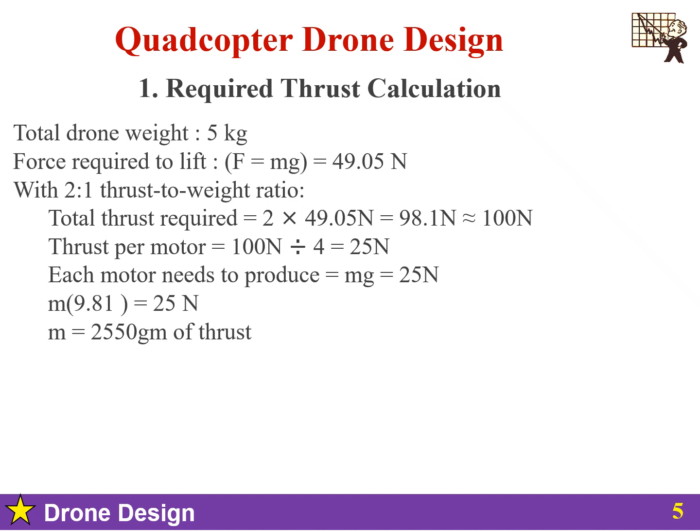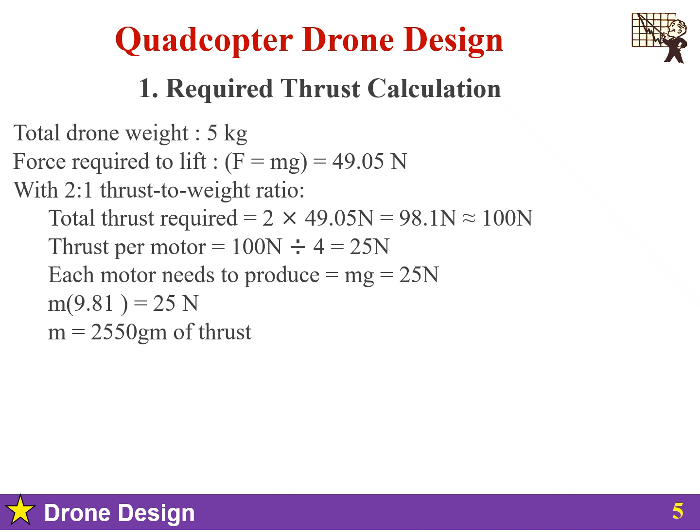With a proven 2:1 thrust to weight ratio, total thrust required is equal to 2 times 49.05 newtons, that is 98.10 newtons. So we can approximate it to 100 newtons. For our quadcopter configuration, thrust per motor is equal to 100 newtons divided by 4, that is equal to 25 newtons per motor. Converting this to gram forces, 25 newtons is equal to 25 divided by 9.81 times 1000 grams, that is equal to 2550 grams of thrust per motor.